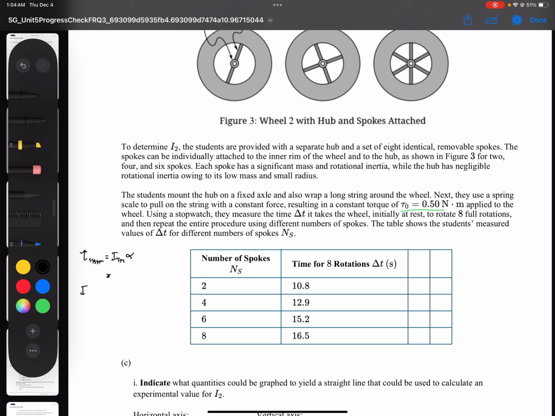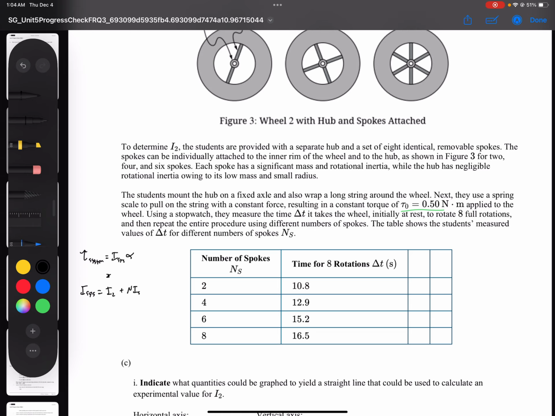Let me write this as a separate thing. So the moment of inertia of the system is equal to, let's see here, the moment of inertia of the wheel plus the moment of inertia of the spokes, right? So I have the number of spokes times the moment of inertia of each set of spokes. So we have 2 spokes and 4 spokes and 6 spokes. So yeah, that's pretty much it.